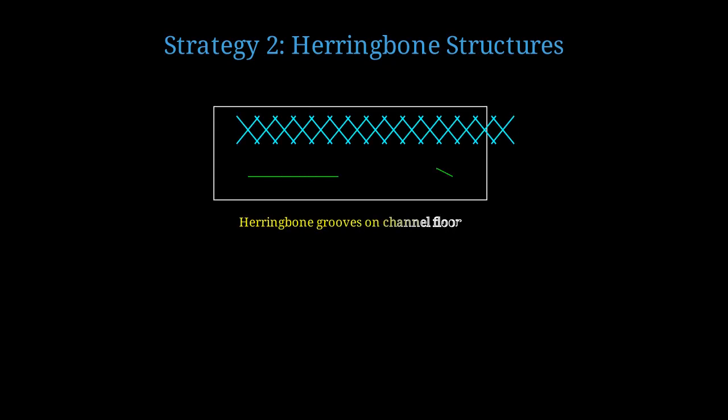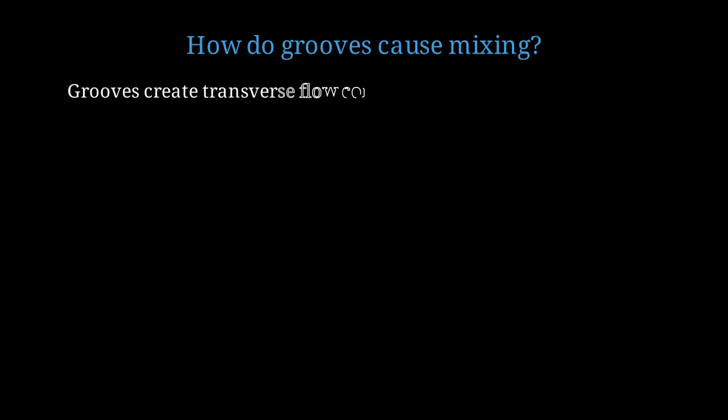Herringbone mixers have asymmetric grooves patterned on the channel floor. These V-shaped grooves are angled relative to the flow direction. You might ask, how can simple grooves on the floor create complex 3-dimensional flow? The angled grooves force fluid to flow diagonally. Fluid near the floor follows the groove direction. This creates helical rolling motions perpendicular to the main flow.